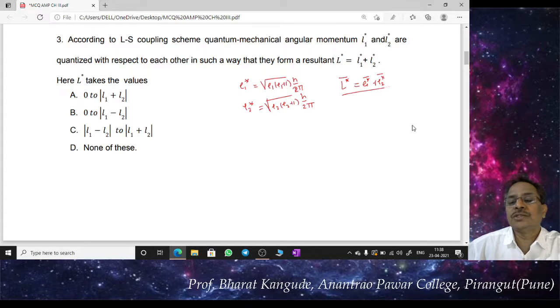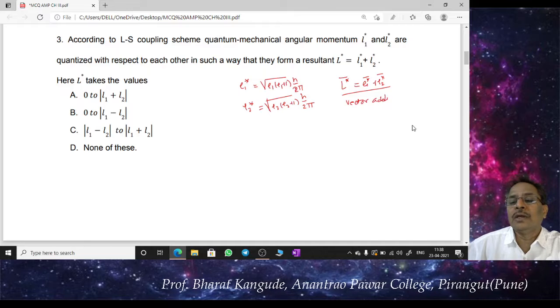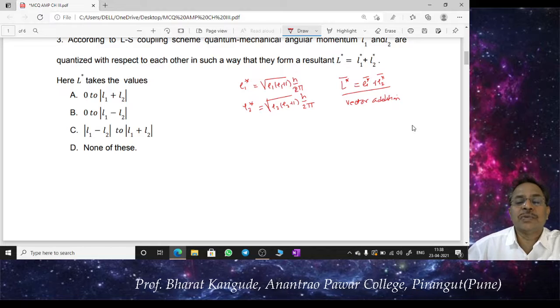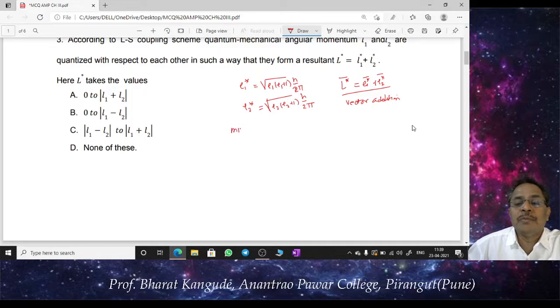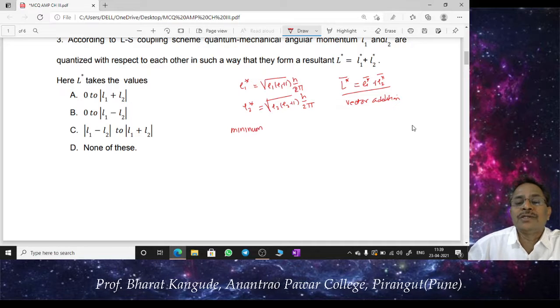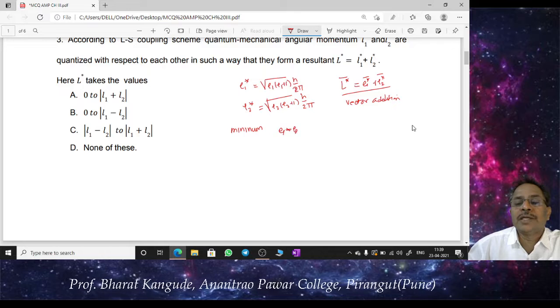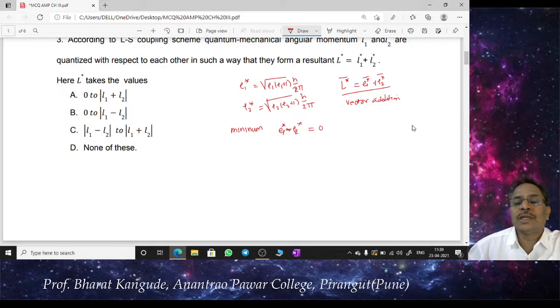So this is actually a vector addition, and when we add these vectors, the addition sometimes gives the minimum value, when L1 star and L2 star are oppositely aligned, that is the minimum.